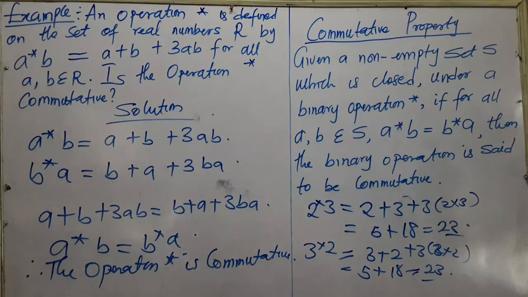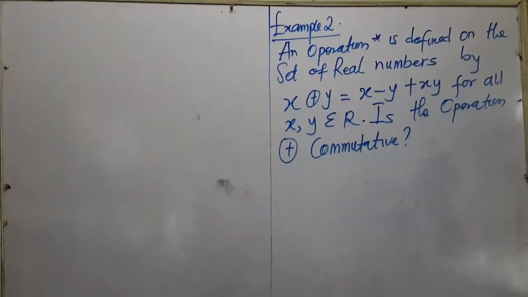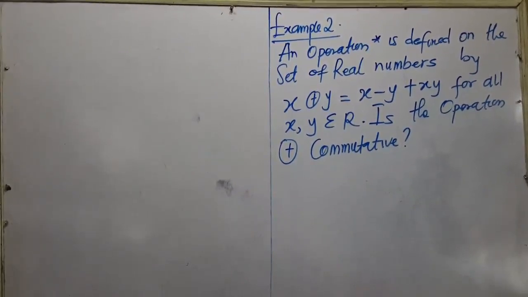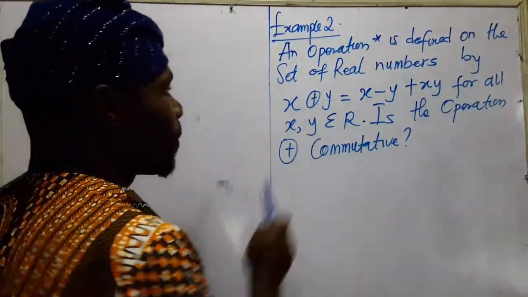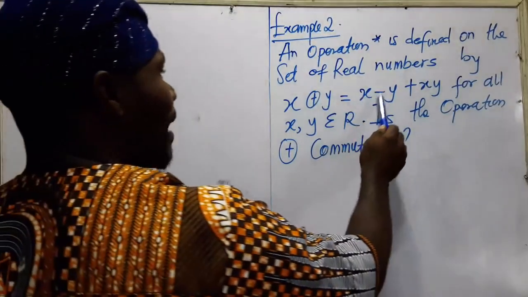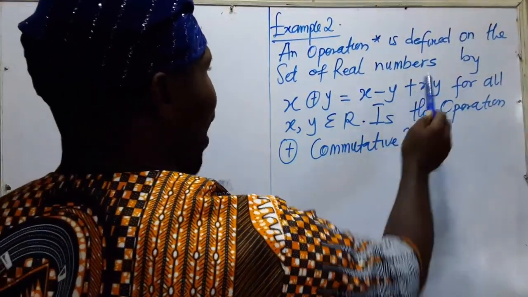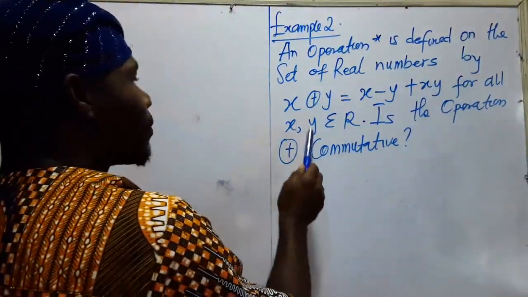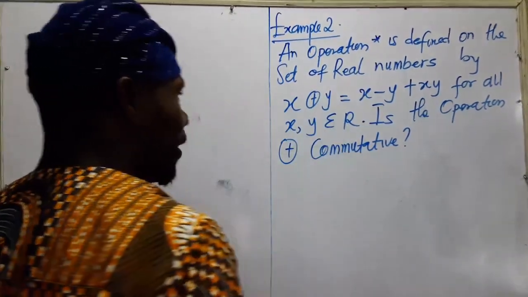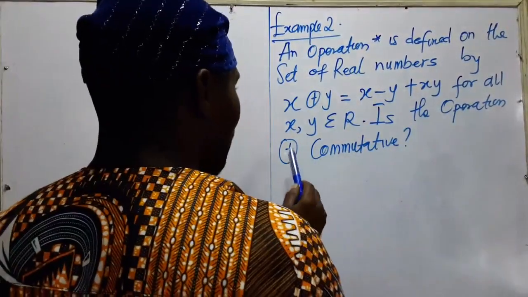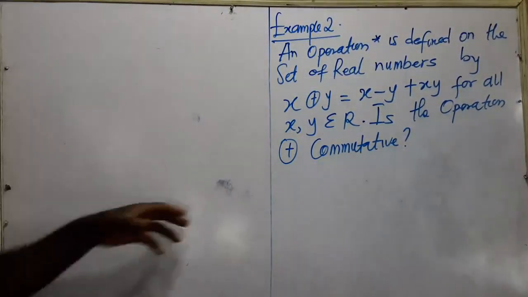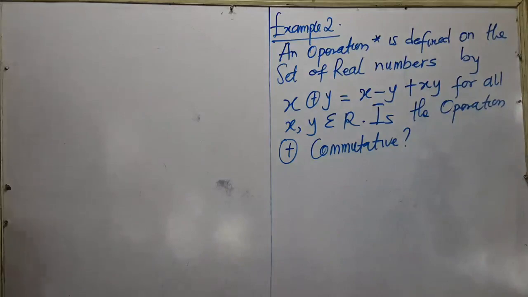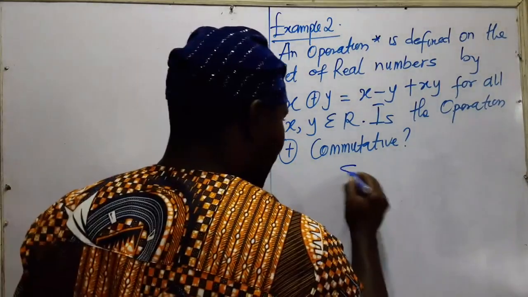So let's try to solve example 2. An operation is defined on the set of real numbers by x operation y is equal to x minus y plus xy, for all x, y elements of real numbers. Is this operation commutative? This is a very reasonable question. And how do we determine whether it is commutative? Now let's write it out. Solution.